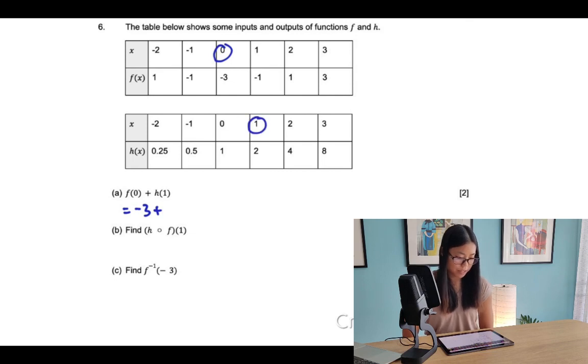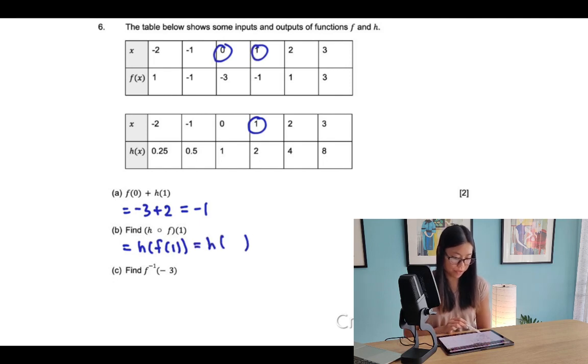The next question asks us to find h of f of 1. So another way to express this is as follows. First, I want to find f of 1. So we work from inside to outside. F of 1 is in the table here. So look for the x value of 1 and where the y value is going to be. When x is 1, our y value is going to be minus 1. So f of 1 is minus 1. Now I want to find h of negative 1. So look at the table representing h, and we can see the output value for this is 0.